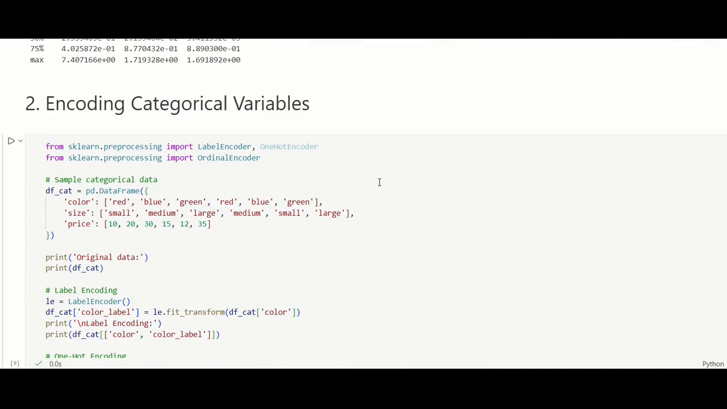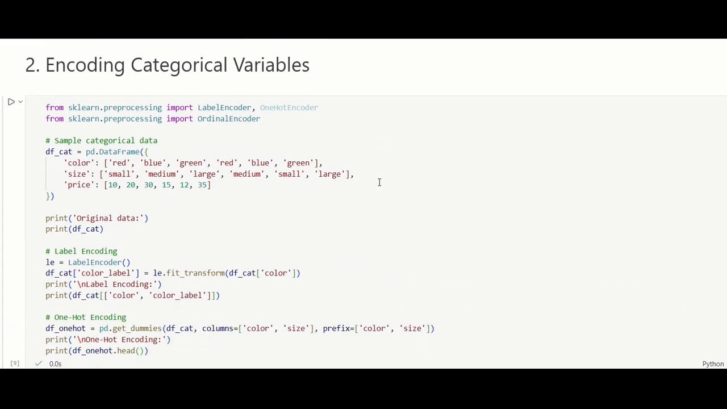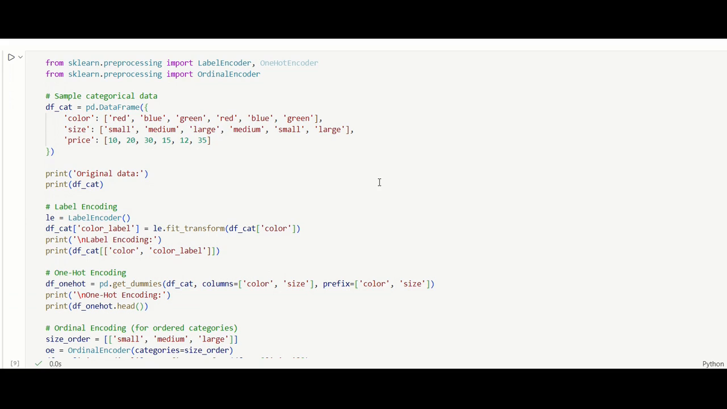Now, we will cover encoding strategies for categorical variables. Code. Here we are going to discuss label encoder, one-hot encoder, and ordinal encoder code. First, we created a dummy dataset which consists of columns such as color, size, and price. We demonstrate label encoder for single label transforms. By using pd.get_dummies, we perform one-hot encoding, and an ordinal encoder where there is an order: size small less than medium less than large.